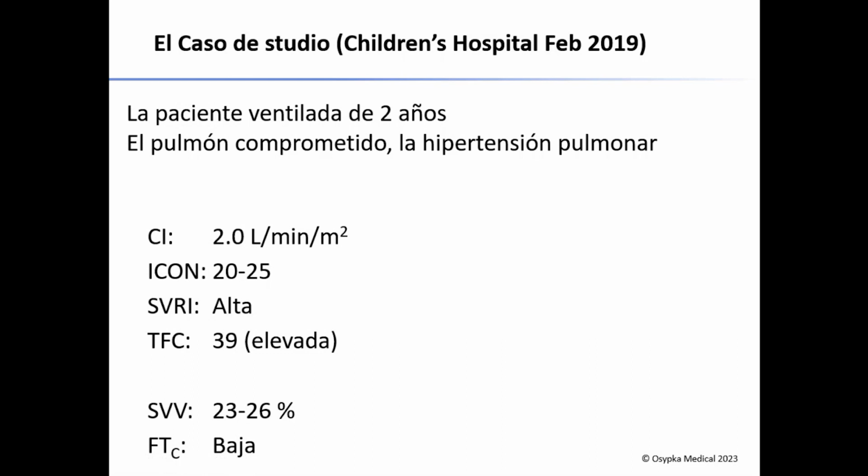What would you do? Based on the stroke volume variation, in the adult world, you would add volume. Looking at the TFC, you can say, well, it's elevated, but not super high. So my risk of adding volume is probably manageable. There was a couple of minutes of discussion, and then it was decided to give 50 milliliters of saline solution.